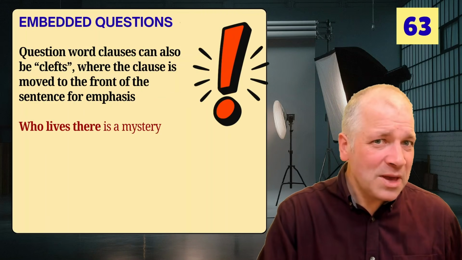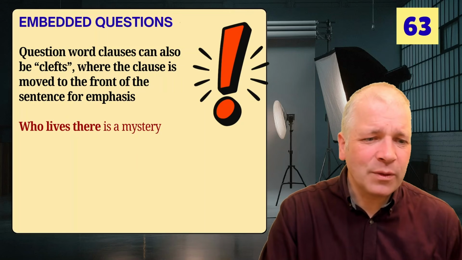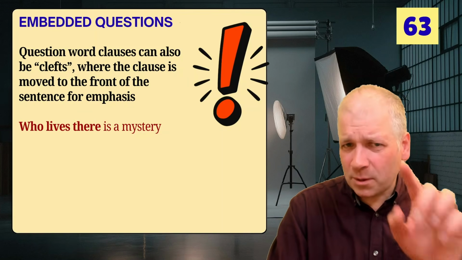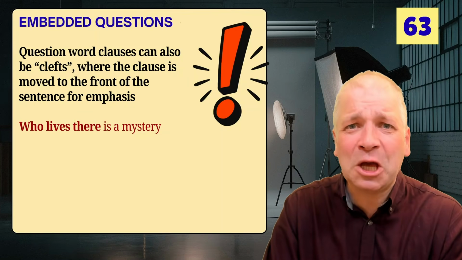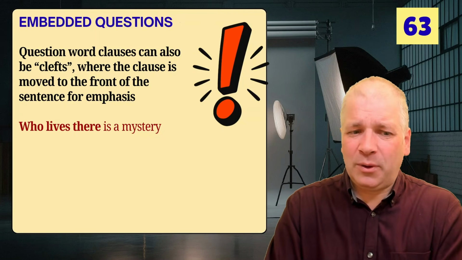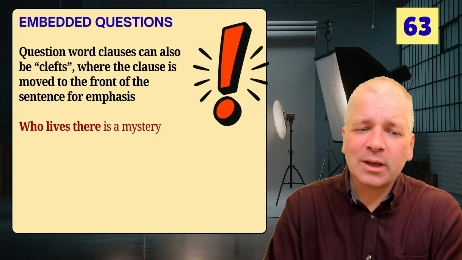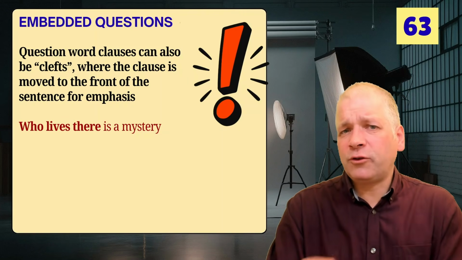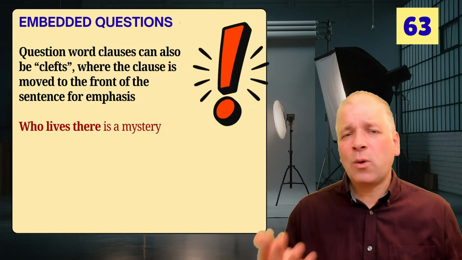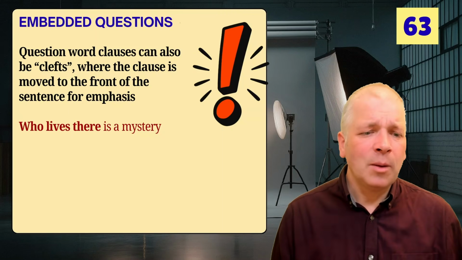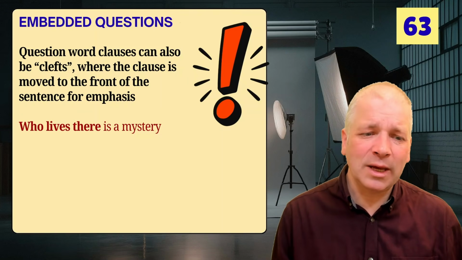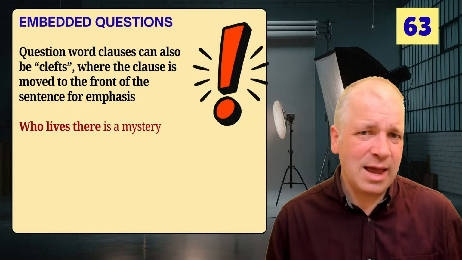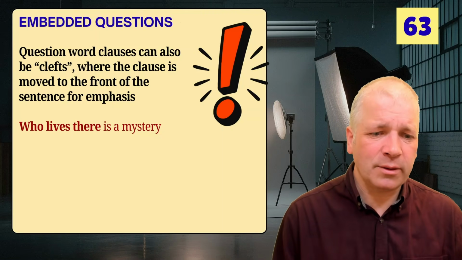Question words can also be what we call clefts. This is where the clause is moved to the front of the sentence for emphasis. We'll look more at cleft sentences later in this video. Let's look at an example here. Who lives there is a mystery. So here we have two clauses together. There's no question mark at the end, but we have this question word clause at the beginning. Who lives there is a mystery. So it's kind of like a noun clause for the sentence.